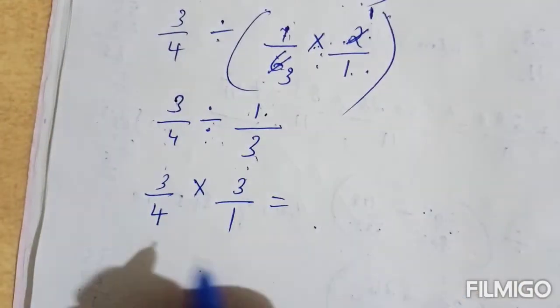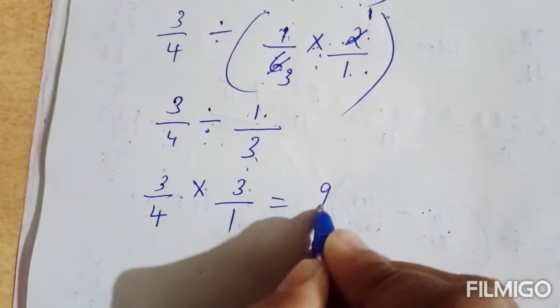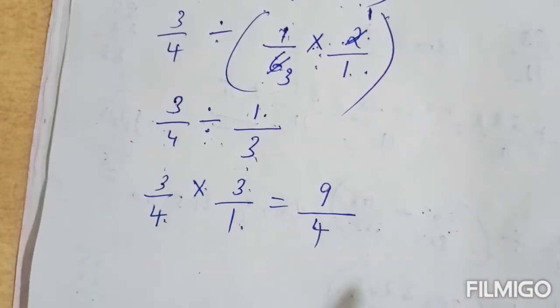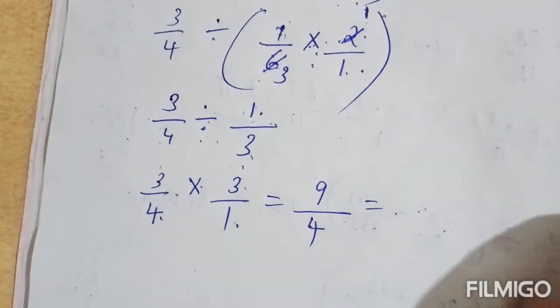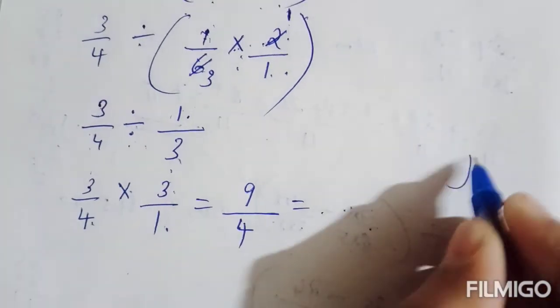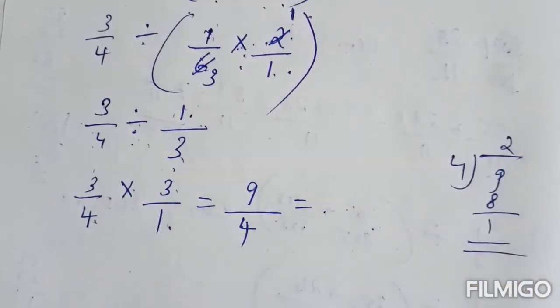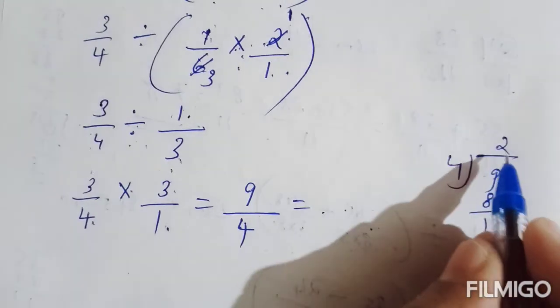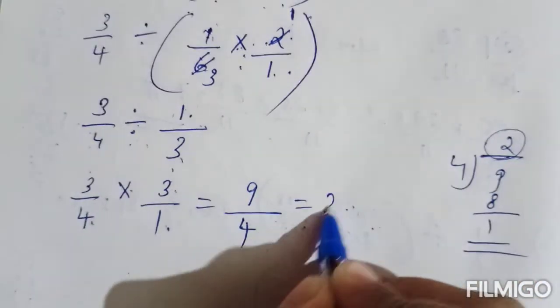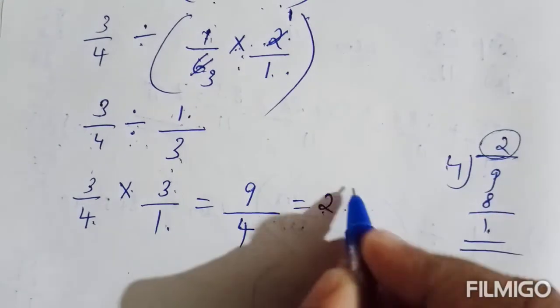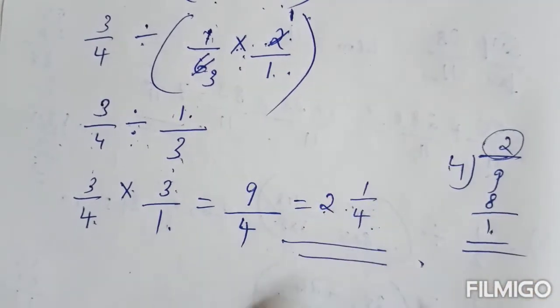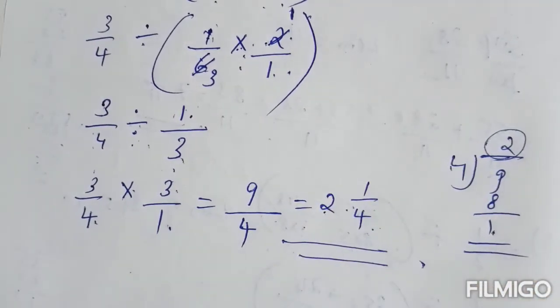Now finding the product, what will you get? 3 into 3, 9 by 4 into 1, 4. 9 by 4 is an improper fraction. You can divide 9 by 4. 4 into 2, 8, remainder will be 1. So on converting to a mixed fraction, first write the quotient, then the remainder by divisor, 1 by 4. 2 1 by 4 will be the answer.